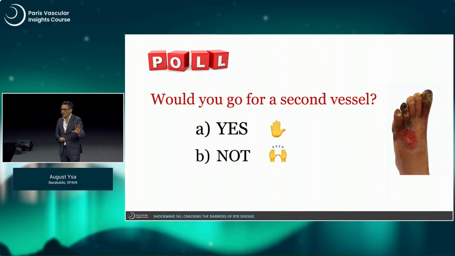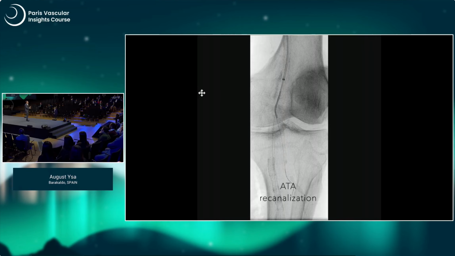But let me remind you that we were dealing with necrotic toes, so you know that we are lovers of the Wundersom concept. Are you also lovers? Yes, one hand. Oh, 2 hands for no? Okay, I'm also a lover. So we decided just to cross from the anterior tibial artery.